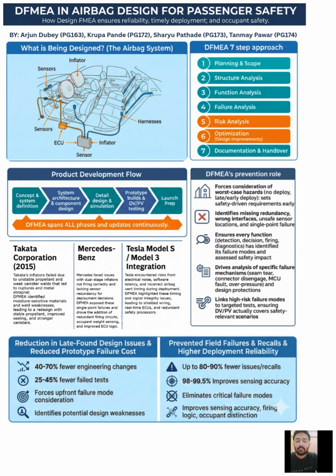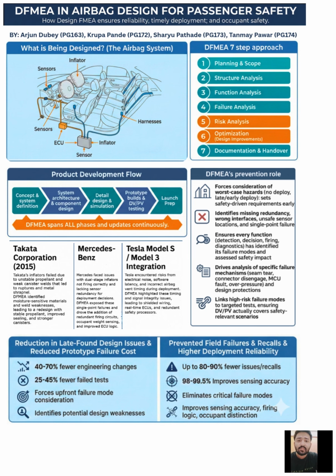Let's look at the product development flow for an airbag system. It starts with the concept and system definition. This is where the team decides the purpose of the airbag, its performance targets, and the safety standards it must meet. Next is system architecture and component design. Here, engineers break the entire airbag system into parts like sensors, the ECU, inflators, wiring harness, and the airbag modules. They define how each component will interact during the crash. Then we move to detailed design and simulation. In this stage, every component is designed in depth and virtual simulations are run to test deployment timing, sensor accuracy, and potential failure points. This helps catch issues before building anything physical.